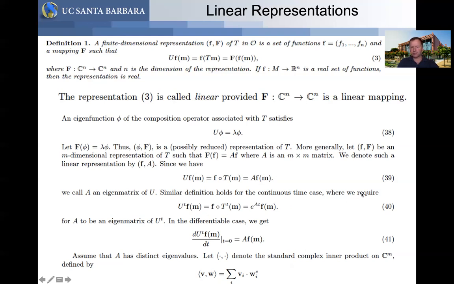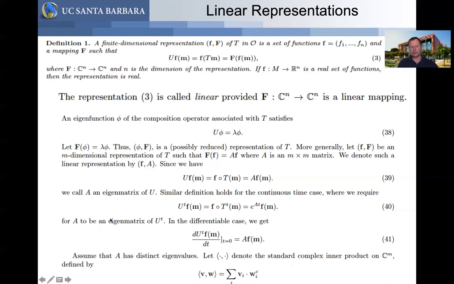And similarly for the continuous time case, U^t f, in order for it to possess a finite dimensional linear representation, should be e^{At} f, right? So in the discrete time case, we have the action of the matrix. In the continuous time case, we have the action of the exponential of the matrix multiplied by t. This should remind you of the time evolution in linear systems, and indeed, this side is, but the left side is really evolution under an infinite dimensional operator, the Koopman operator, the composition operator.